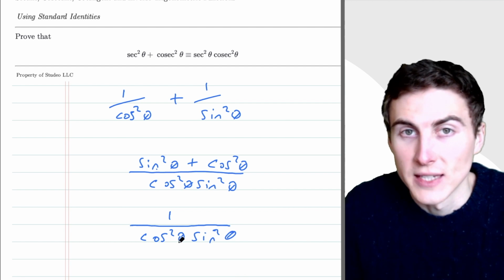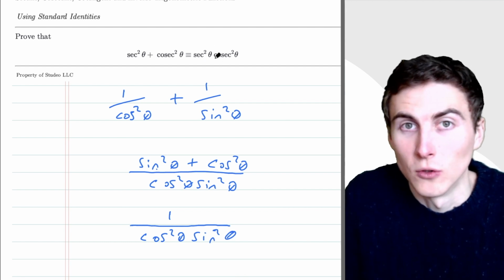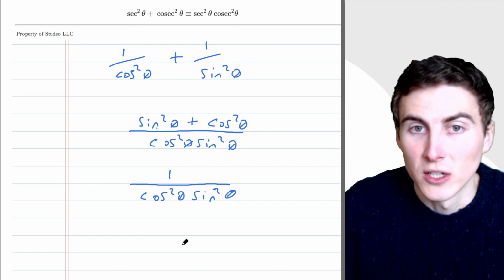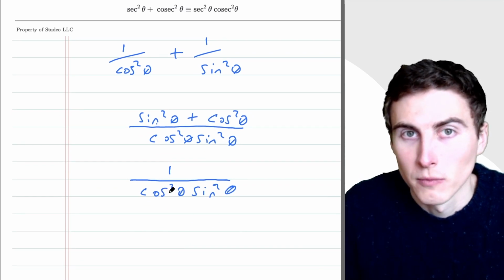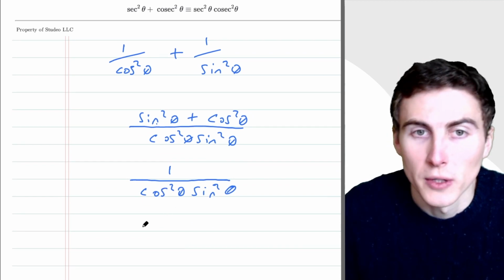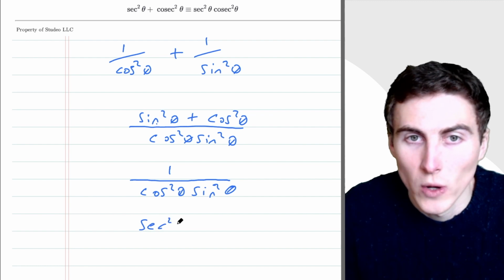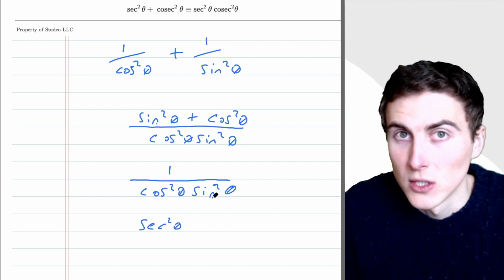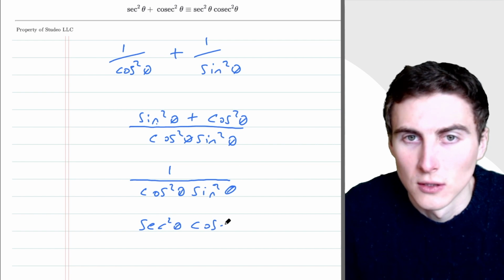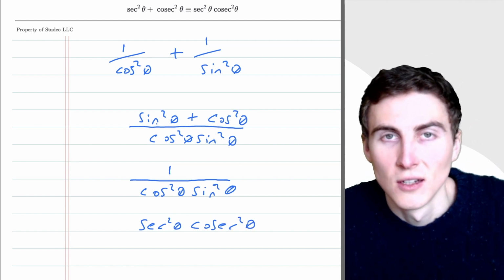And now this is actually what we were looking for, because we can just inverse them both at the same time. So the cos squared theta will come up to the top as a sec squared theta. Sine squared comes up as a cosec squared theta. And that's it. That's the whole question done.